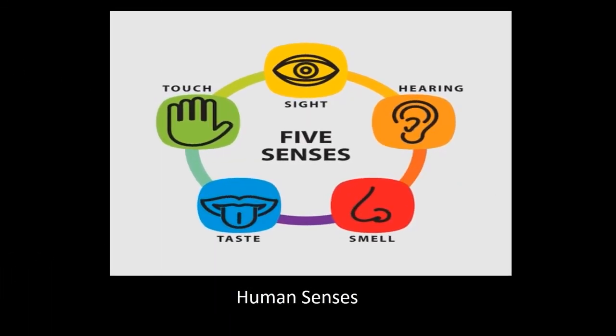So in your picture, you can see the sense organs. You can see the ear for hearing, you can see the nose for smelling, you can see the tongue for taste, you can see the hand for touching, and then the eye for sight.